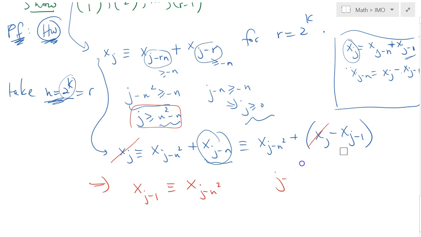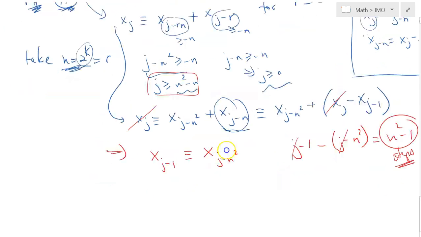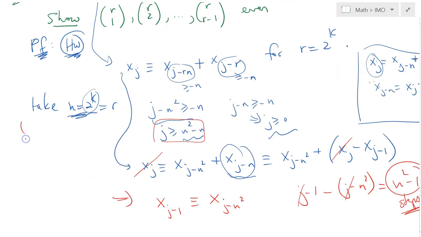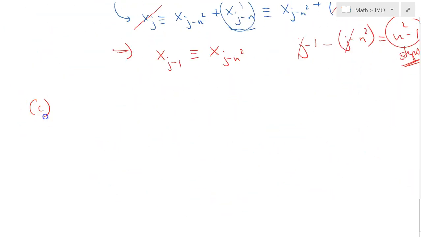So let's say j minus 1 minus j minus n squared. J minus 1 minus j minus n squared is simply, the j's cancel out, n squared minus 1 as desired, right? So therefore the game will end in n squared minus 1 steps. That's really good.